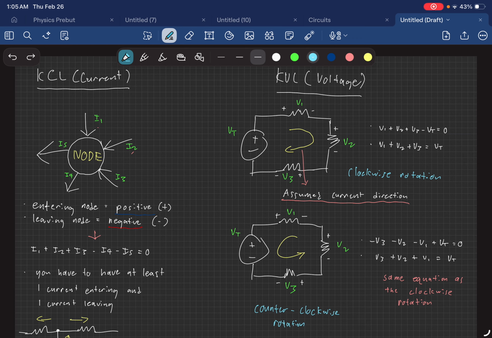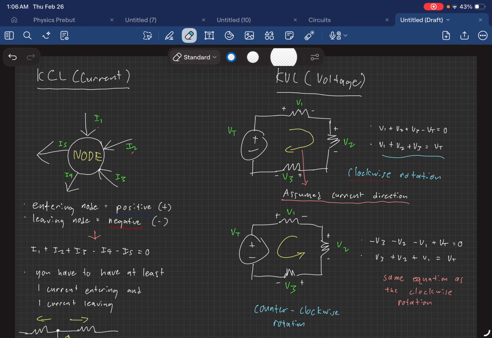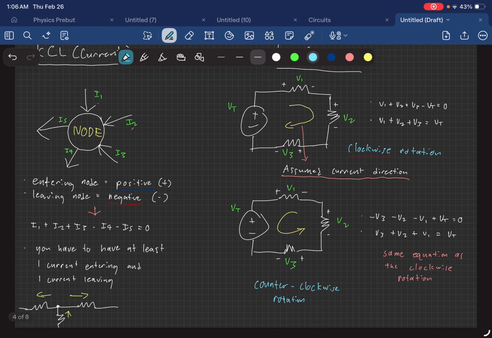And if you rearrange the equation, you get this, right? So the voltages are equal to your voltage total. Simple circuit concepts. Now, what if we assume the opposite direction?